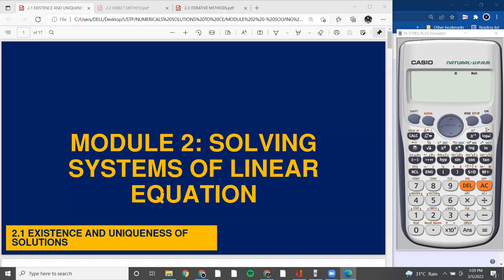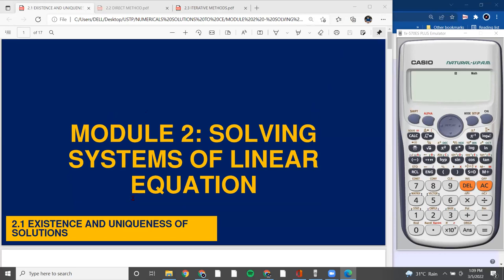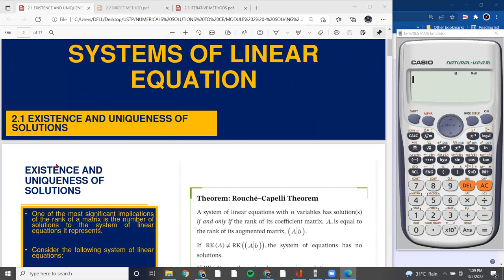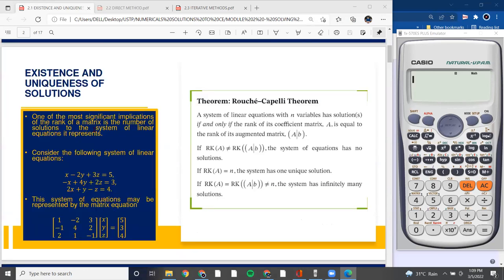Right, so now for our module two, solving systems of linear equations, the existence and uniqueness of solutions. One of the most significant implications of the rank of a matrix is the number of solutions to the system of linear equations it represents. Consider the following system of linear equations.